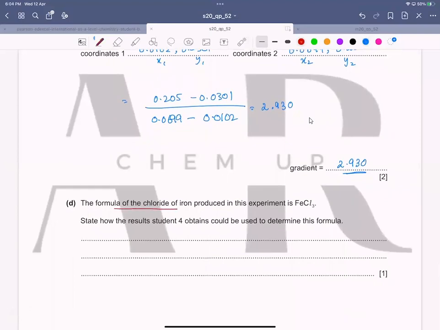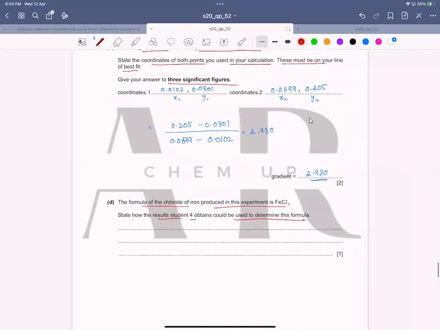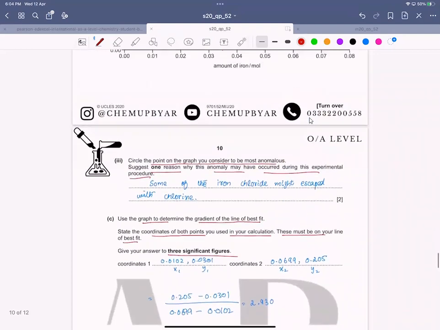The formula of the chloride of iron produced in this experiment is FeCl3. How could the results student 4 obtained be used to determine this formula? How can we determine that it is FeCl3?